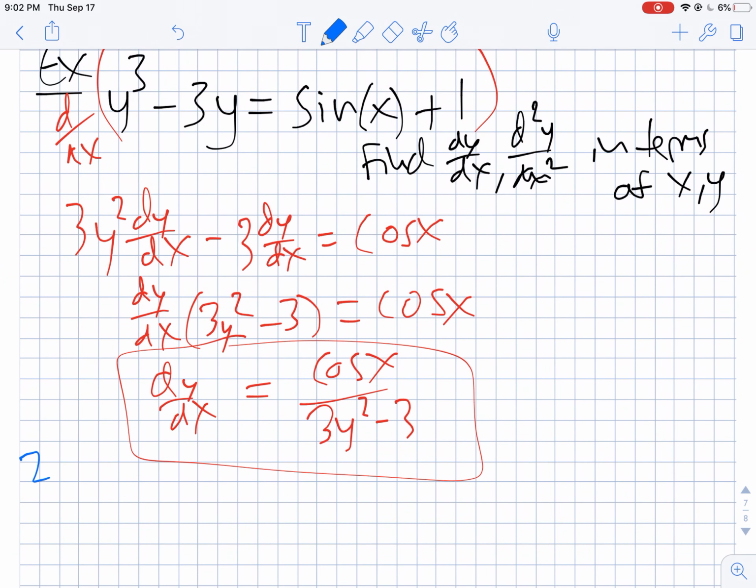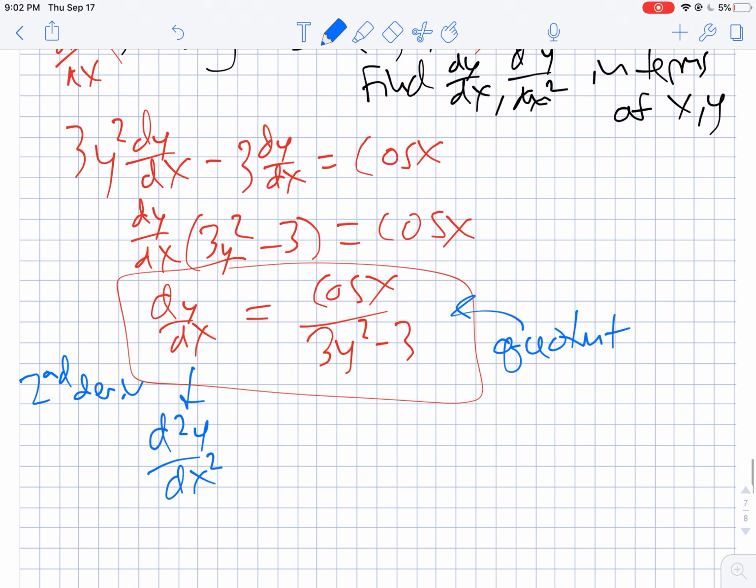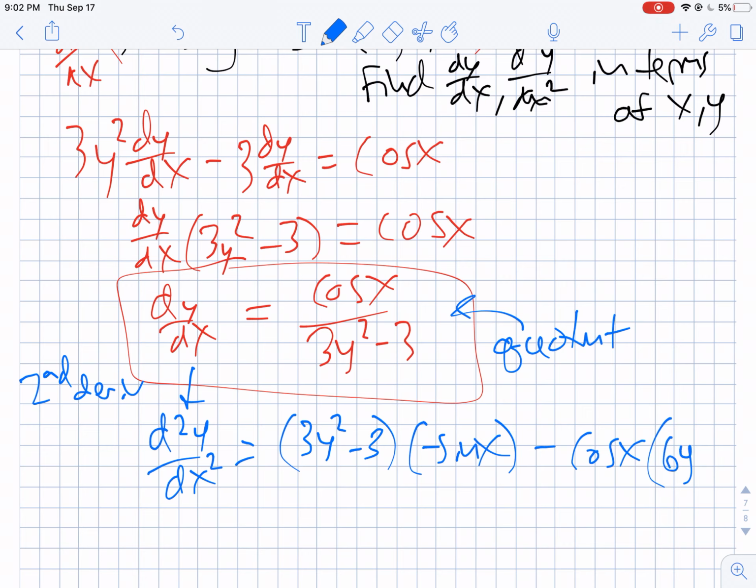Now, to find the second derivative, I just differentiate this. So the derivative of the first derivative is d squared y dx squared. And I'm almost always going to need to do some kind of quotient rule or product rule. Definitely the quotient rule here. So let's set this up. So we have a low d high. Derivative of cosine, of course, is negative sine of x. Minus high d low. Derivative of 3y squared is 6y to the first times dy dx. And the derivative of 3 is 0. And square the bottom, away we go.